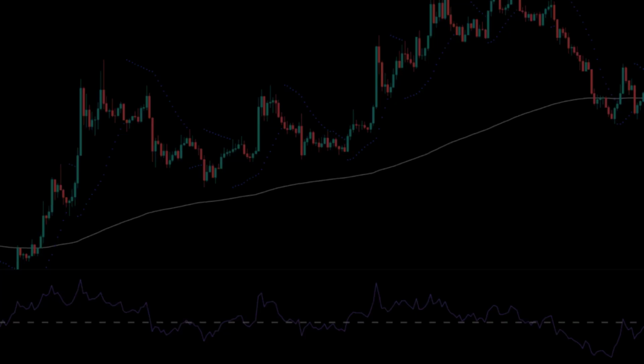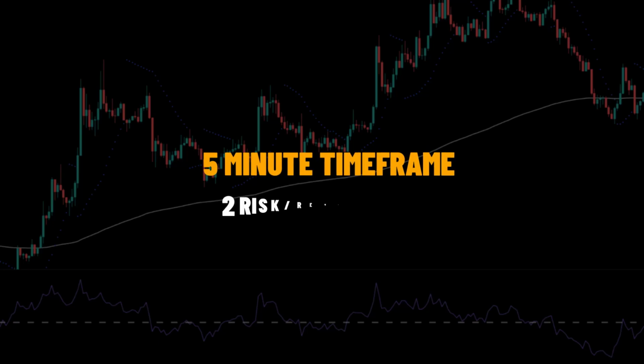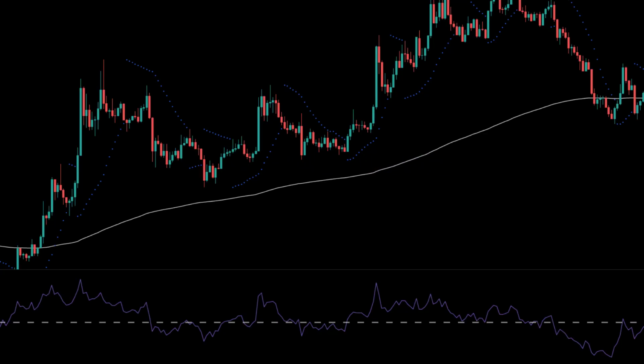We trade the strategy on the 5-minute time frame and I use a 2 risk-reward ratio when I open a position. You could also trade this strategy on a higher time frame such as the 1 hour. But I don't do that myself. Personally, I always trade on the 5-minute time frame. Let's start with a buy position.